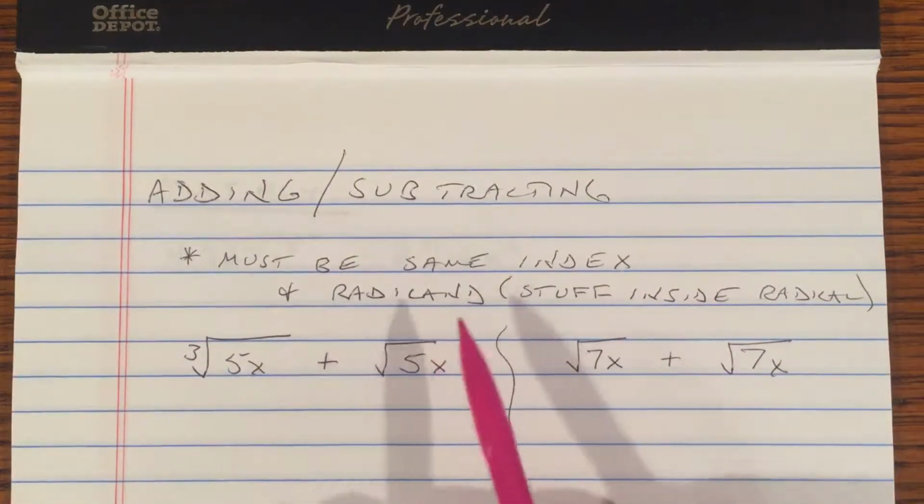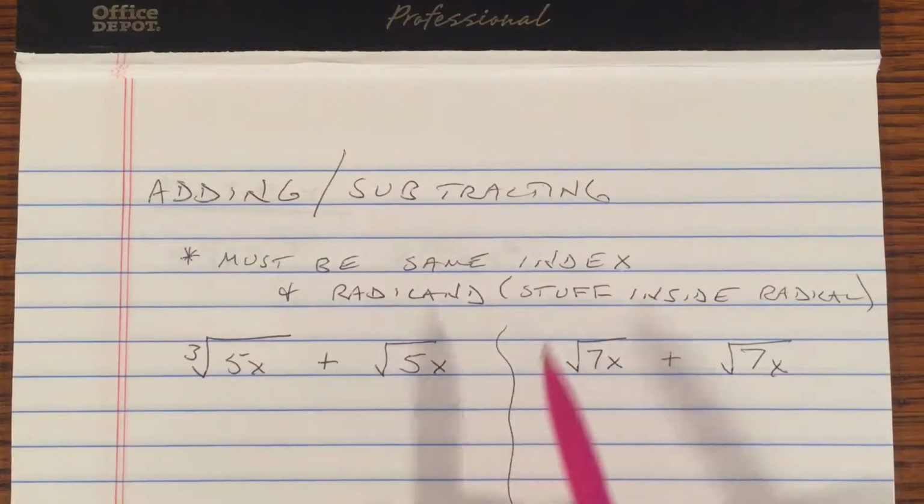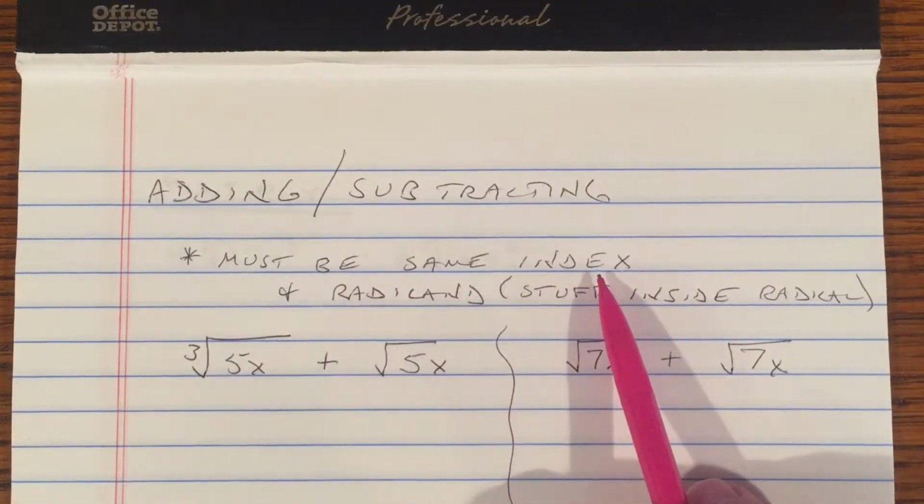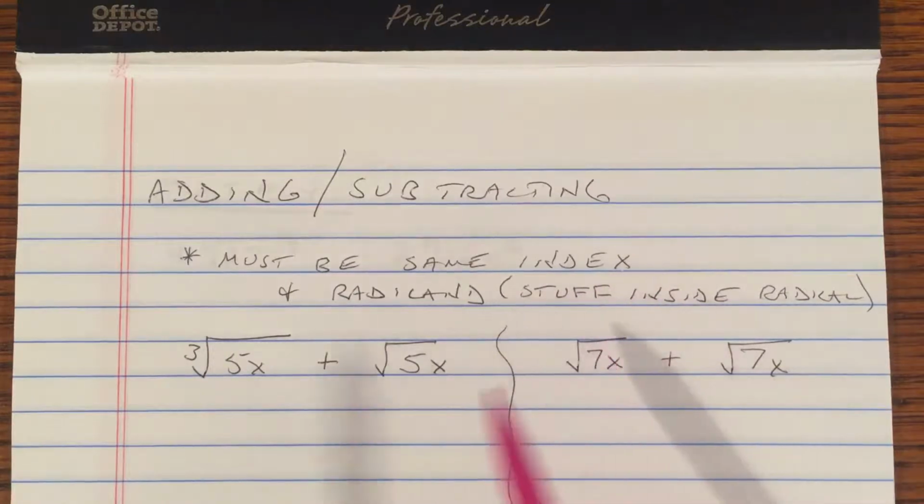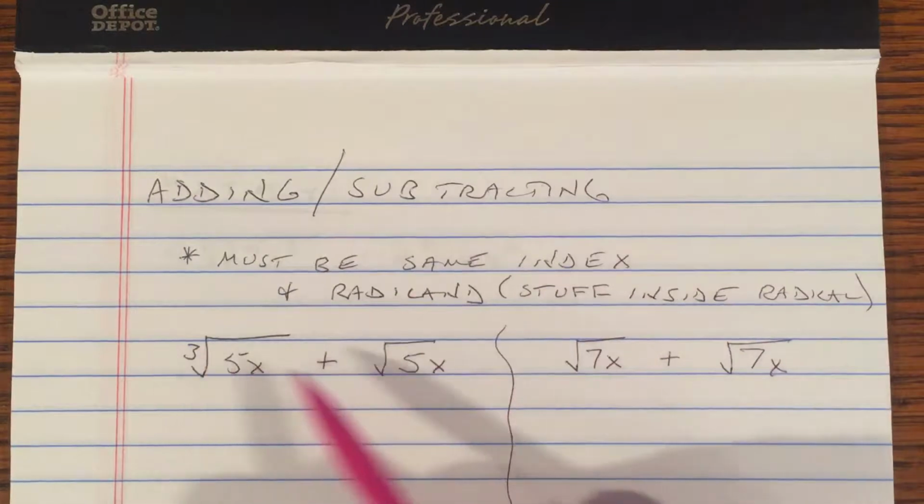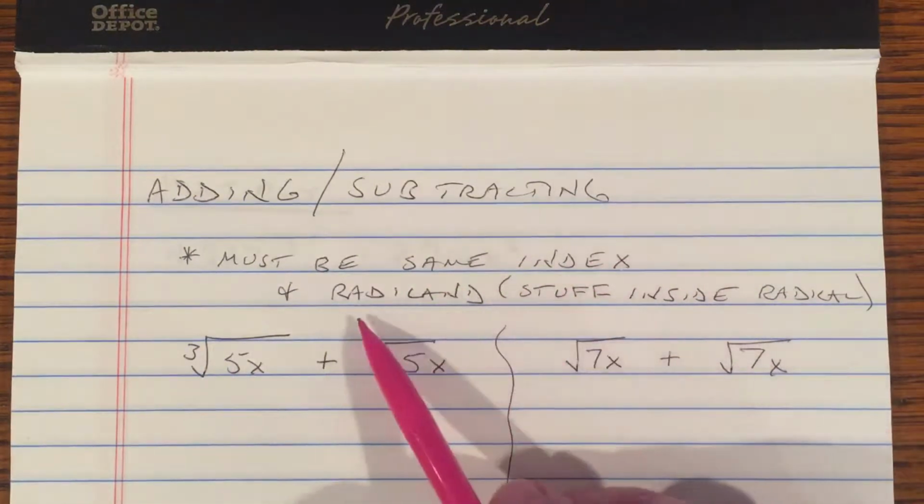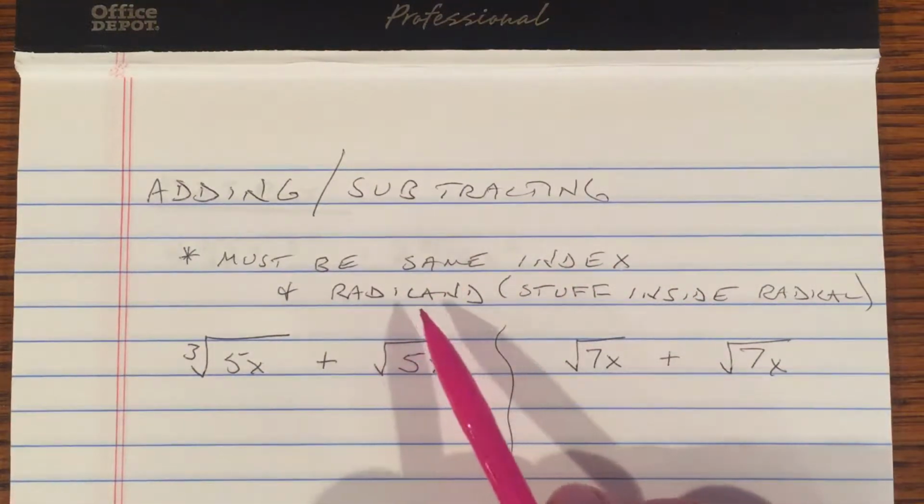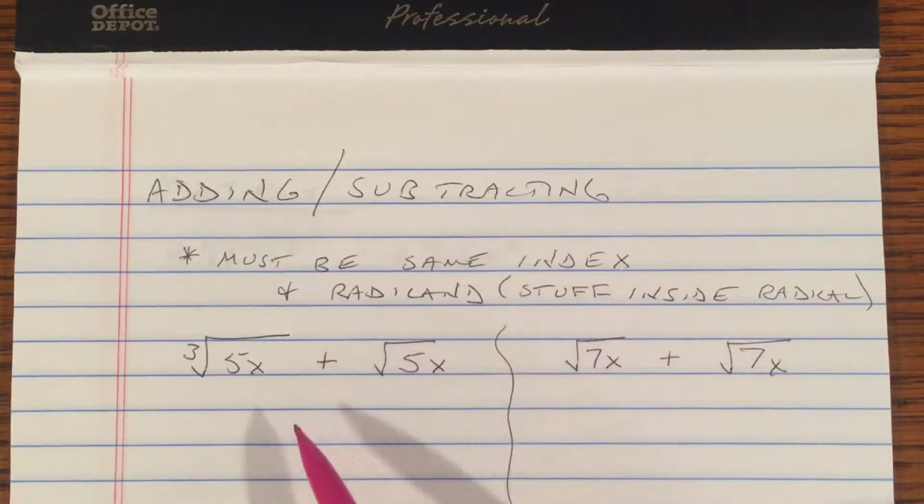Okay, so to add or subtract, combining anything, they must be the same index, which is the root or the little number outside. So the index number is the little number, and those things must be the same, and the stuff inside, the radicand, has to be the same as well.